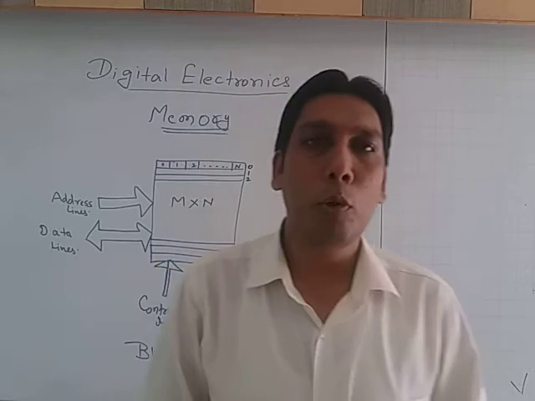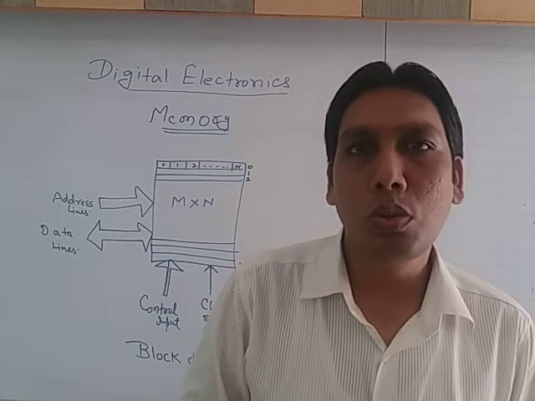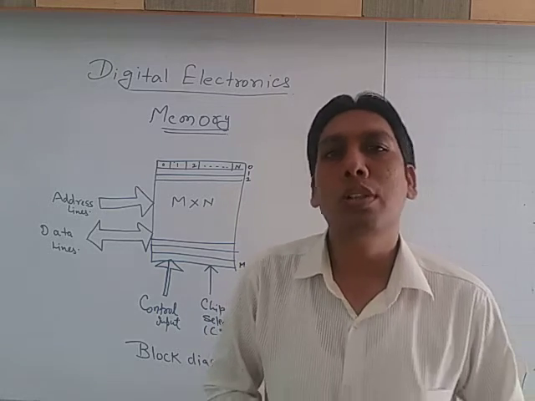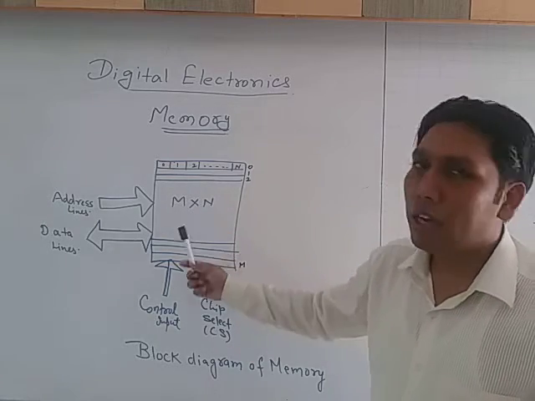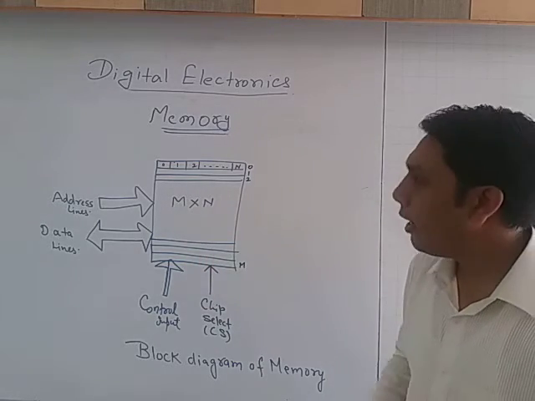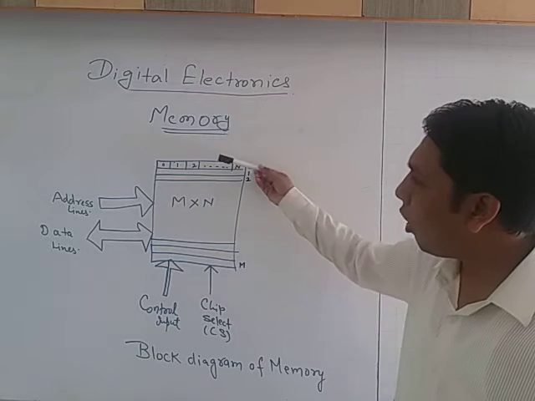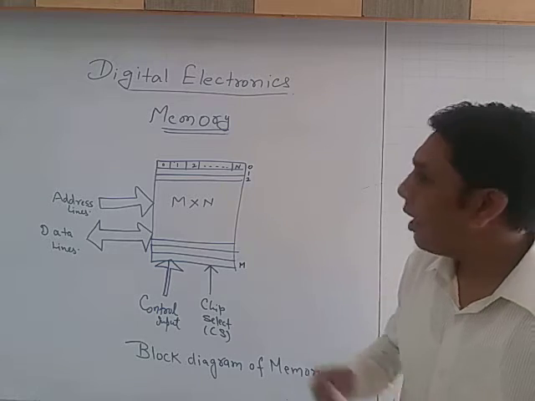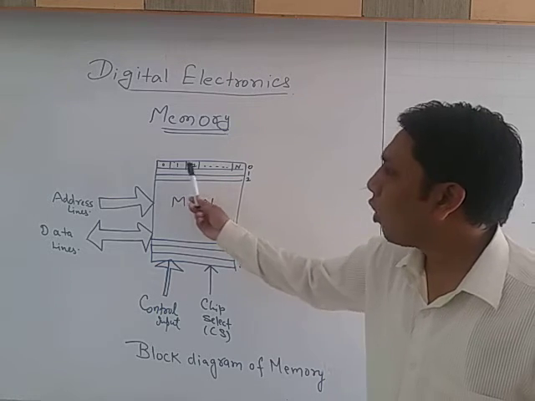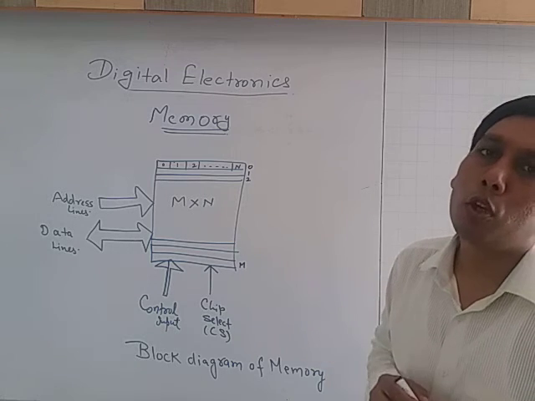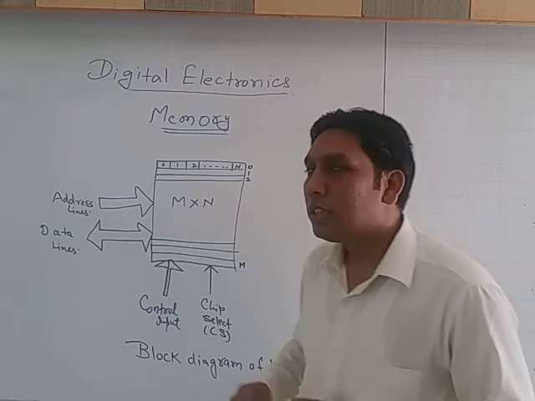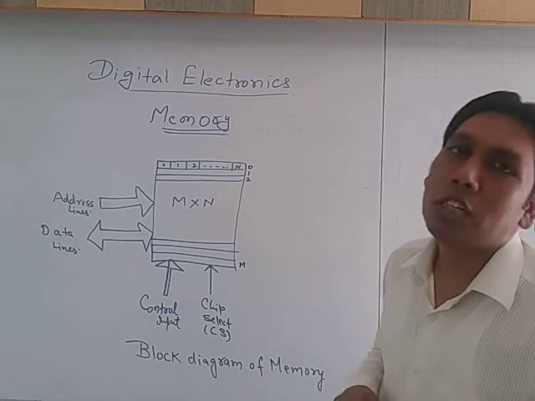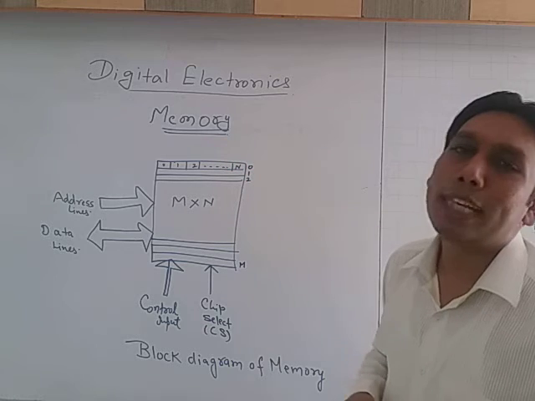Today's topic is memory. Memory is a device which is used to store information. Memory is signified with M cross N. This is the block diagram of an M cross N memory. Here M signifies the number of locations available in a memory to store the data, and N signifies the number of slots available in a particular location. That means M signifies the capacity of a memory and N signifies the number of bits that are possible in a data.